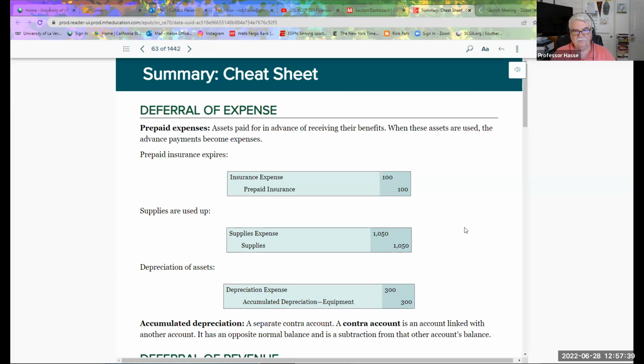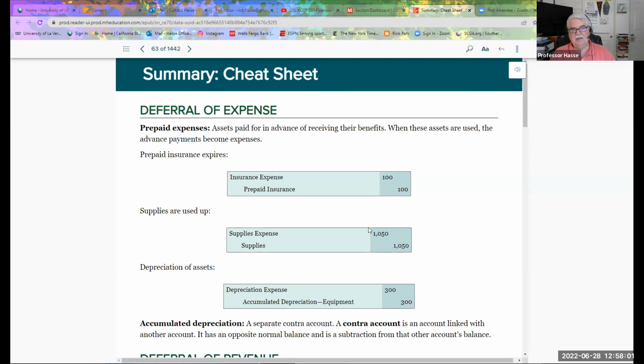Also, there's some great information at the end of every chapter in your textbook. It's called summary or cheat sheet, where it goes through examples of journal entries or examples of the work of the chapter. If you ever get confused looking at problems, if you ever get confused understanding the material, go to the end of every chapter and look at this.